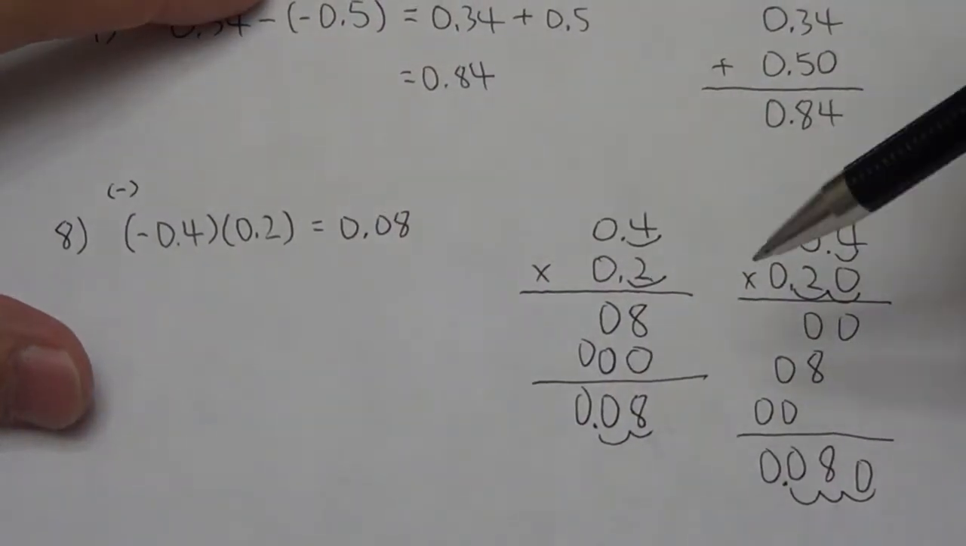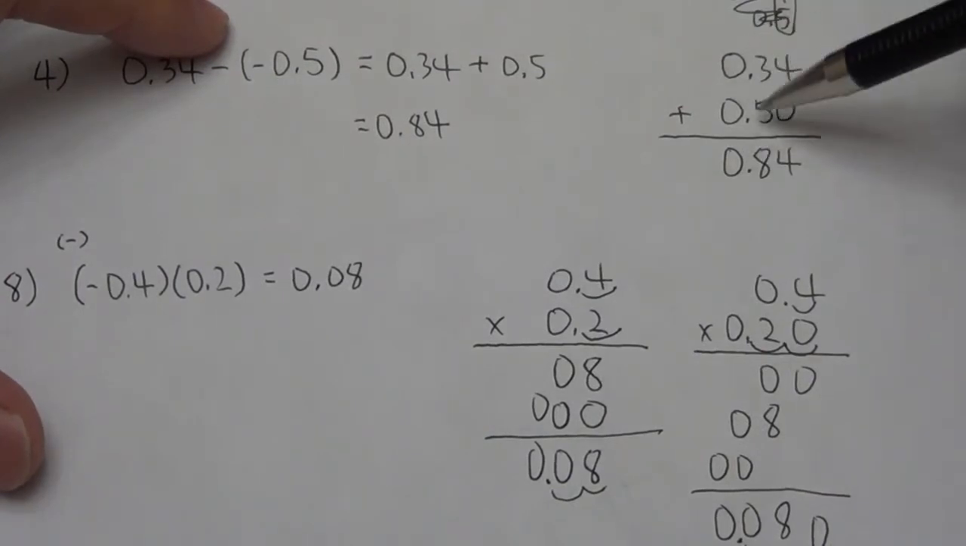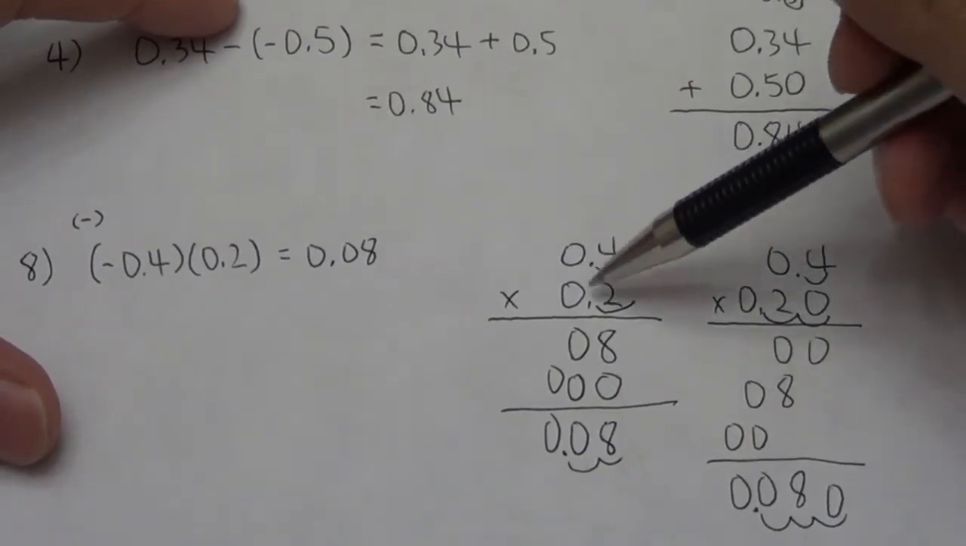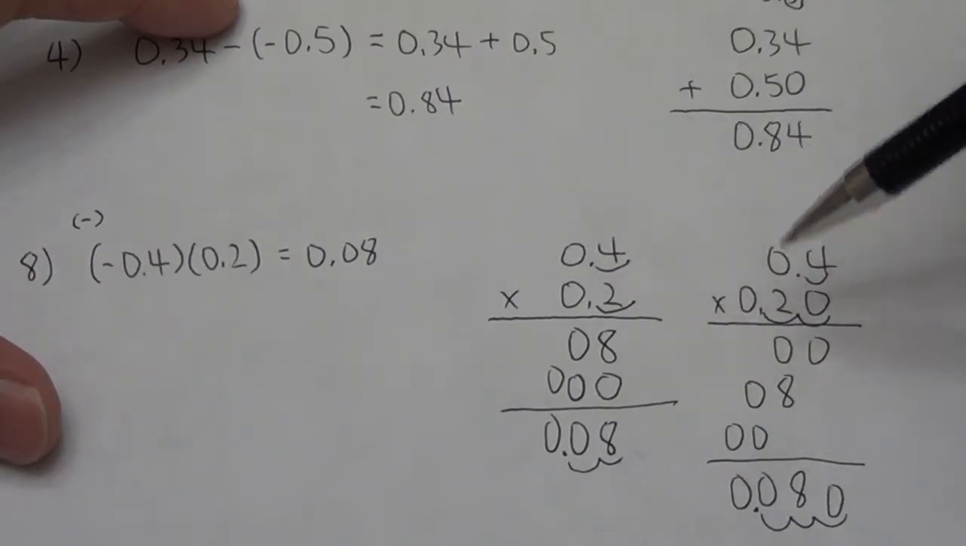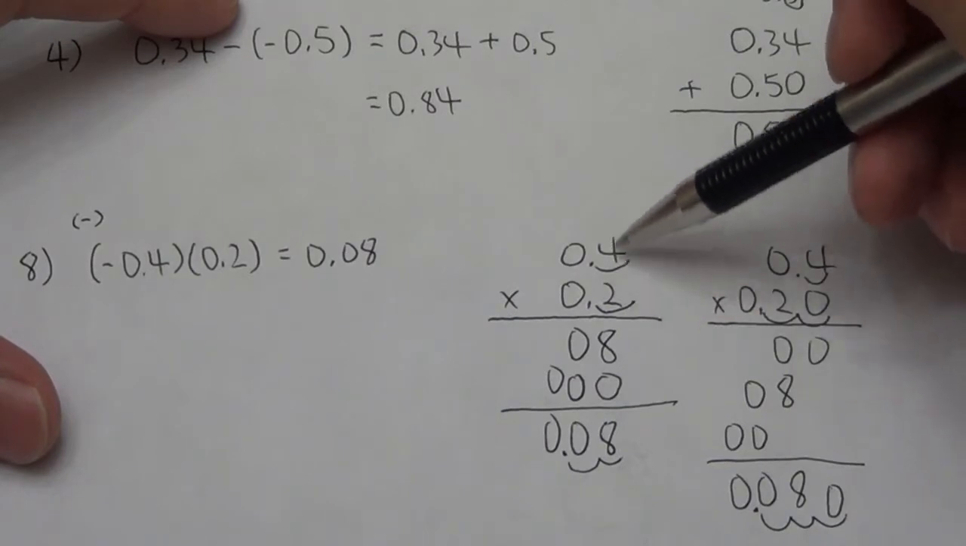Alright, so a little different than adding. When you add, you have to line up the decimal point. When you multiply, if it lines up, cool. If it doesn't, not a big deal. You just want to line up the last 2 digits.